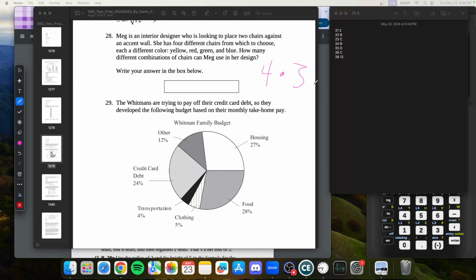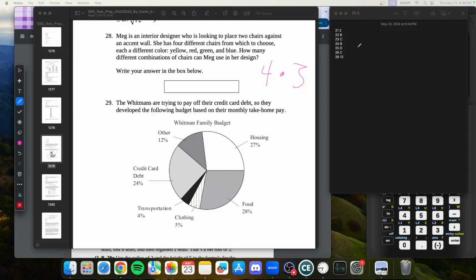I can prove it to you visually, but you just want to know that if you have 4 options and you're going to pick 2 of them, the total combinations you have is 4 times 3, for 12. If I had 5 different colors of chairs, then it would be 5 times 4, because for the first chair I have 5 options, and for the second chair I have 4 options, because I picked 1 for the first, so now I only have 4 chairs left.